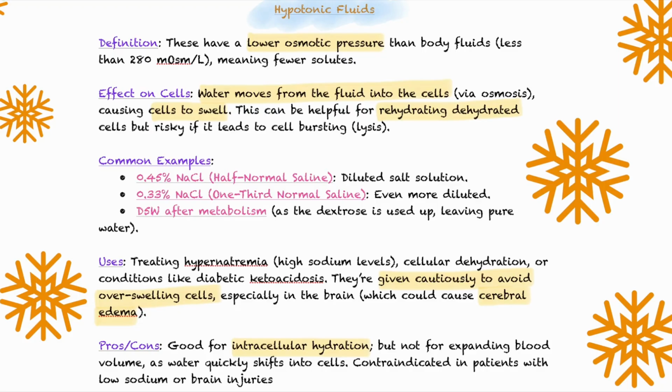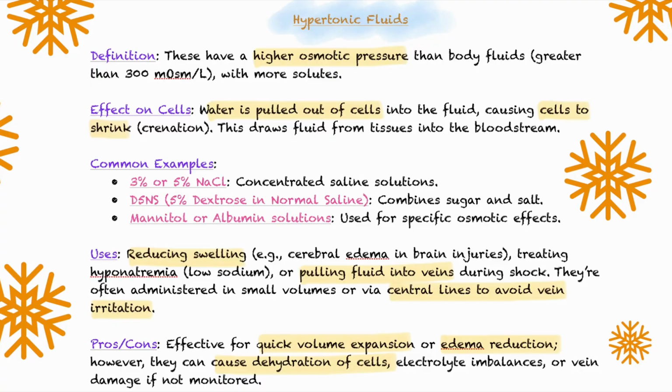And finally, our hypertonic fluid. It has higher concentration, pulling water out of cells into the bloodstream, and then cells shrink, which can be life-saving. Examples would be 3% or 5% NaCl for severe hyponatremia, D5NS, dextrose in normal saline, which combines sugar and salt, and mannitol for reducing brain swelling.